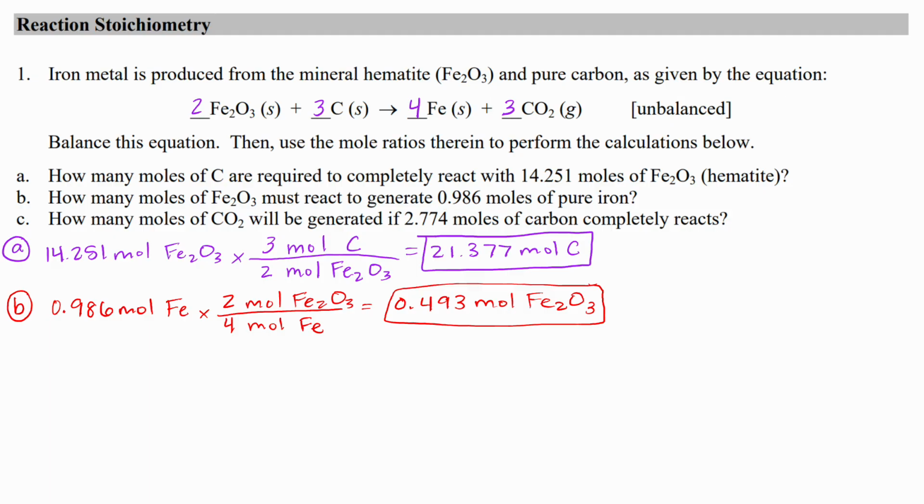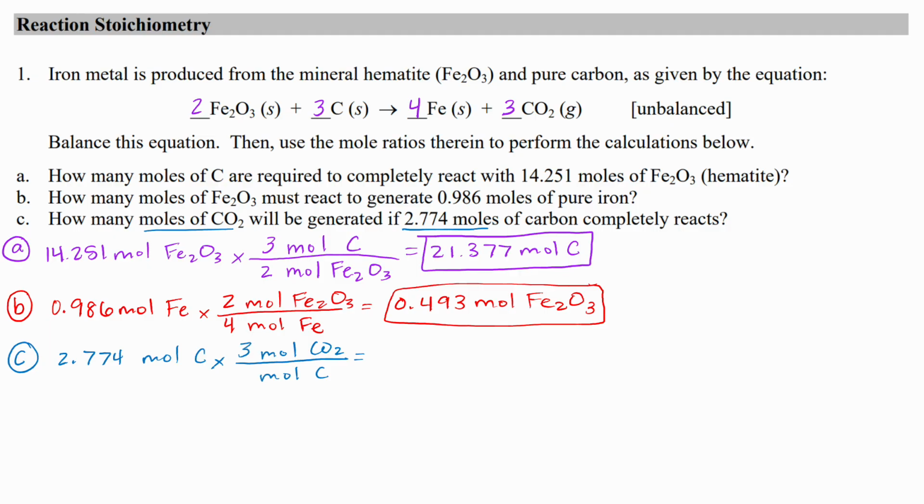All right, and then part C of number 1 says how many moles of carbon dioxide will be generated if 2.774 moles of carbon completely reacts. So again, we're starting with the number that we are given. We have 2.774 moles of carbon, and we are looking for moles of CO2. So again, just a mole to mole ratio. So we want to get rid of moles of carbon, and we want to end up with moles of carbon dioxide. So now this is the mole ratio, so the numbers come from the balanced chemical equation.